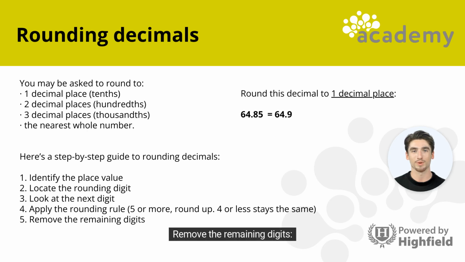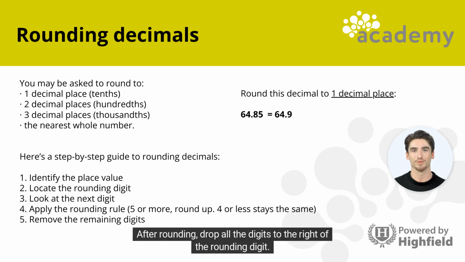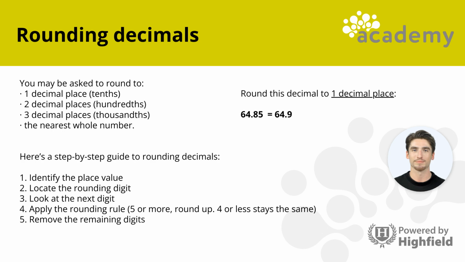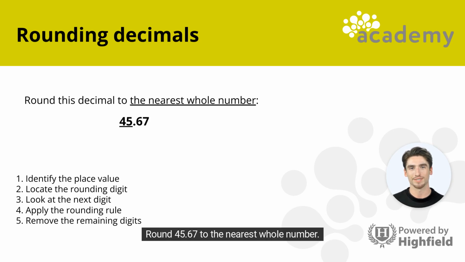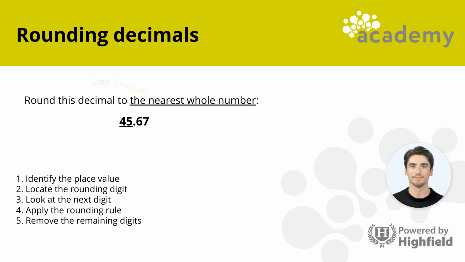Step 5. Remove the remaining digits. After rounding, drop all the digits to the right of the rounding digit. Let's look at an example. Round 45.67 to the nearest whole number.